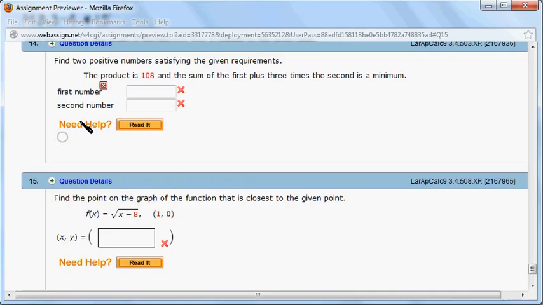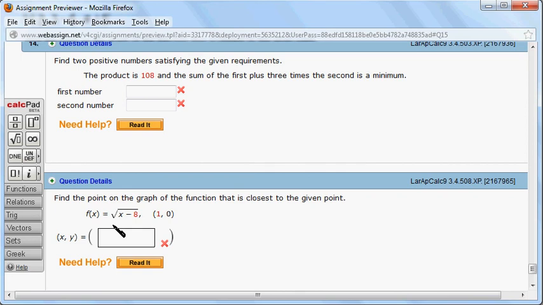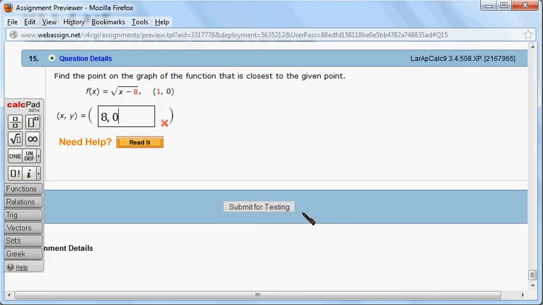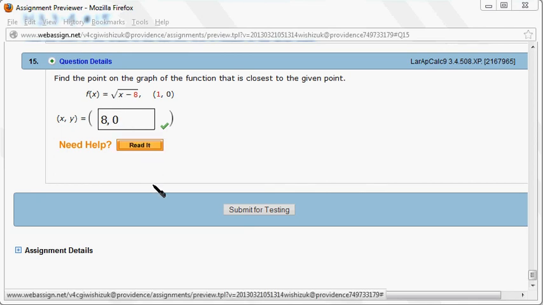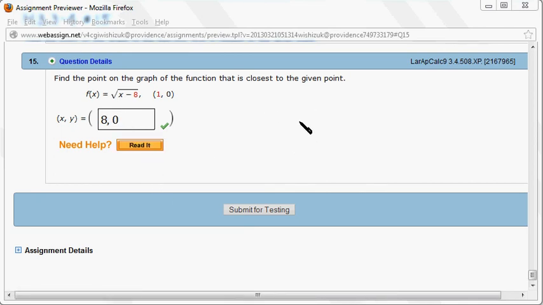Let's type that in. Here is 8, 0. Let's check. Okay, it came back, and it looks like we got the correct point. All right, that's it. I hope that this was clear.